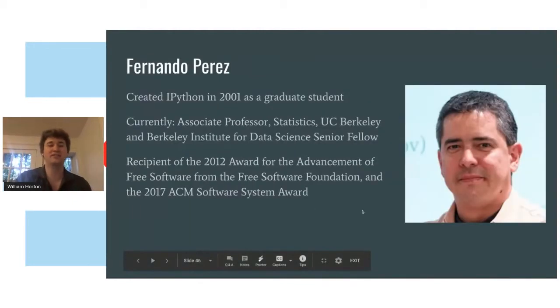So I did want to spend one slide talking about Fernando Perez because the story of the Jupyter Notebook cannot be told without him. He is someone who is largely responsible for it. So he created IPython in 2001 as a graduate student. He's currently an associate professor at Berkeley, as well as a co-founder and senior fellow at the Berkeley Institute for Data Science. Still doing a lot of work on Python and Python tooling, and he's also received several awards for his work on this software. So he's someone who really drove the development of the IPython notebook and Jupyter notebook later forward.